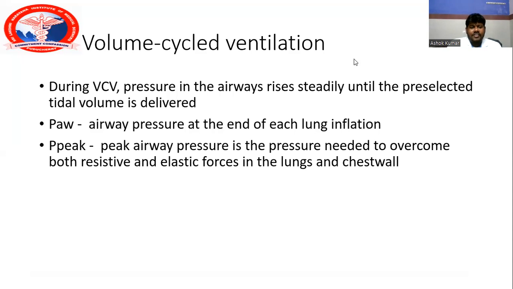Then volume cycled ventilation. During volume cycled ventilation, pressure in the airway rises steadily until the preselected tidal volume is reached, similar to volume control ventilation. Pressure increases and tidal volume remains constant. Paw is the airway pressure at the end of each lung inflation. Peak airway pressure is the pressure needed to overcome both the resistive and elastic forces in the lung and chest wall.